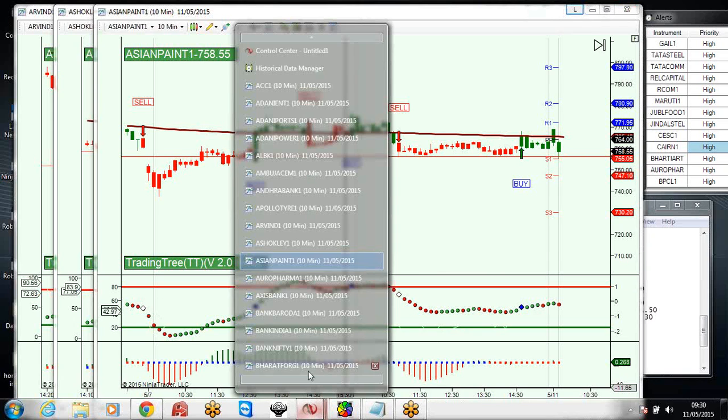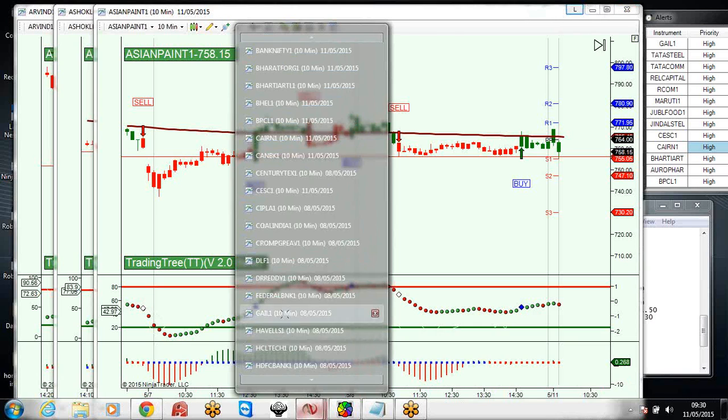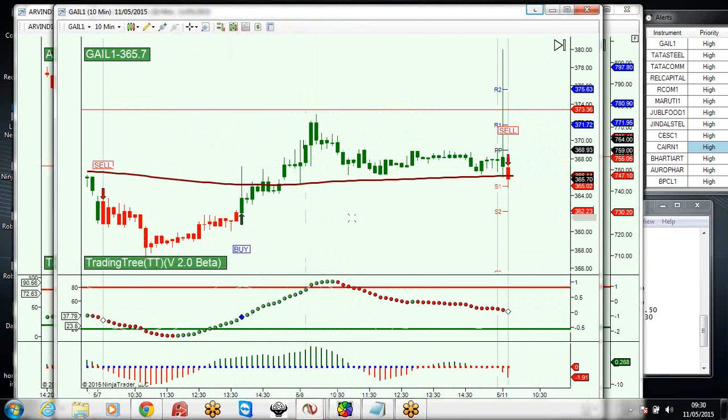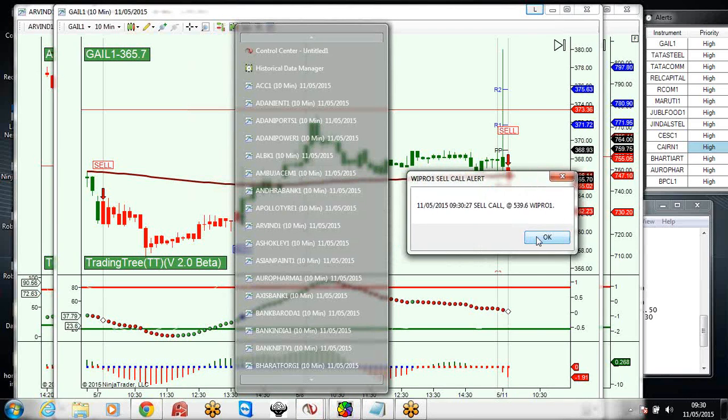We'll just go to these charts. So you can short it at this price, Gail 364. There is a sell call in WITR for 1. So we have a sell call in Wipro.